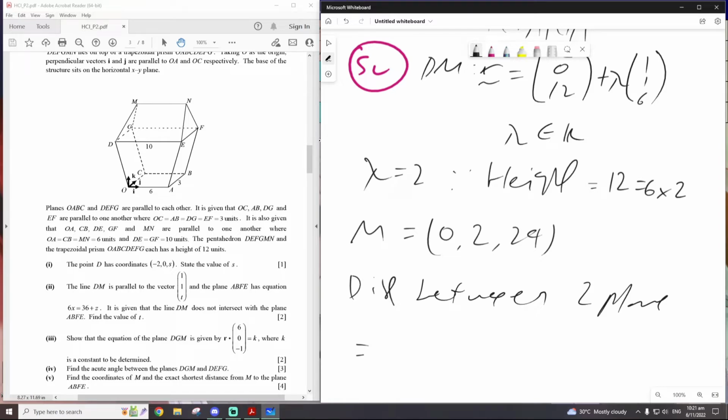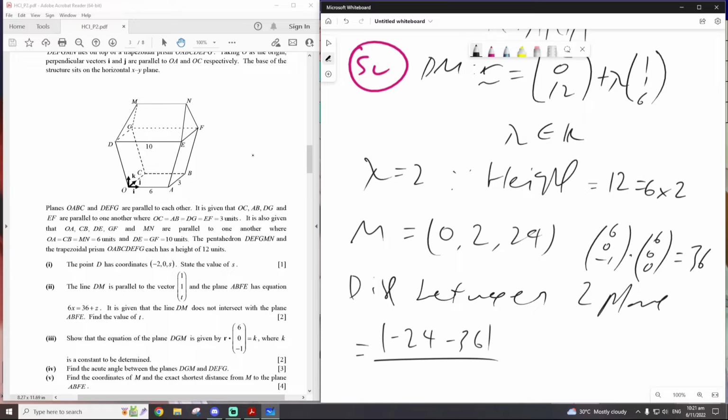So we do (6, 0, -1) dot a point. Pick literally any point on ABFE. A is just 6 to the east of O, so it's (6, 0, 0). This gives me 36. So you take the difference, minus 24 minus 36, mod, then divide by the modulus of the common normal vector, (6, 0, -1). It says exact shortest distance, so you get 60 over root 37, and you can leave it at that.